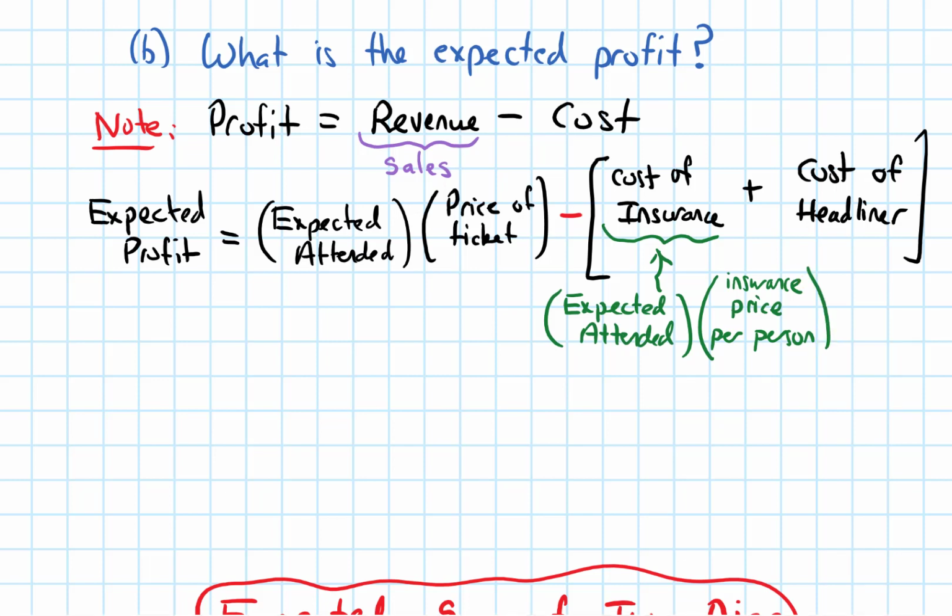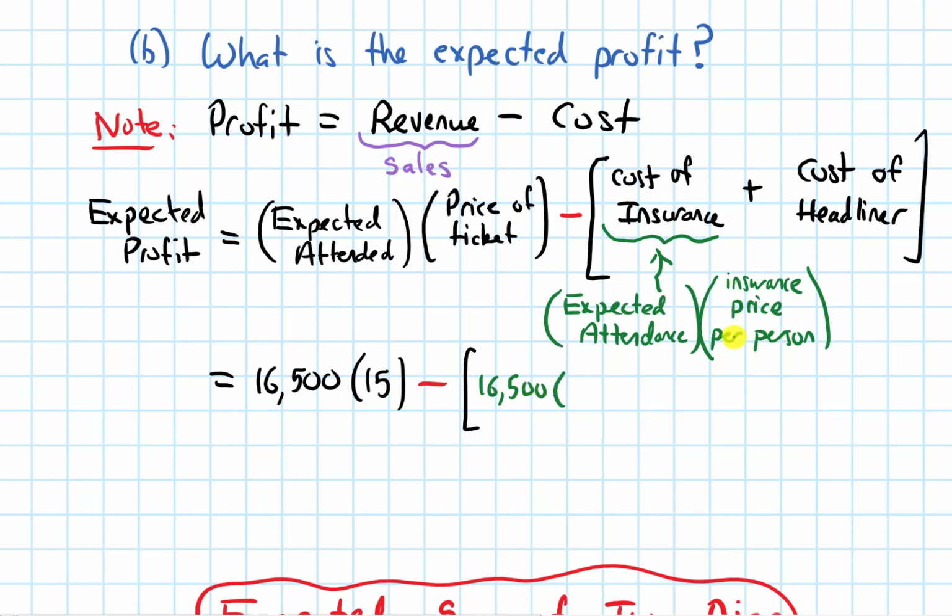Alrighty, so if we start to write down some numbers, recall the expected attendance was 16,500. I'm going to multiply that by the price of the ticket, which is 15, and then minus, in a big bracket, expected attendance, 16,500, times the insurance price per person, which was $5. And we're going to have to add this to the cost of the headliner, which the question said was 50,000.